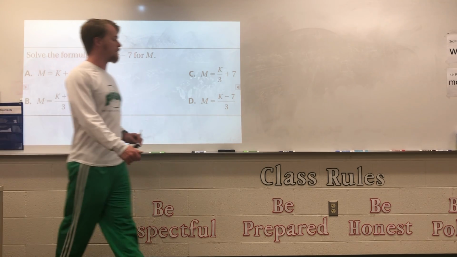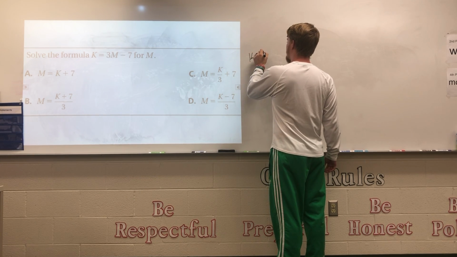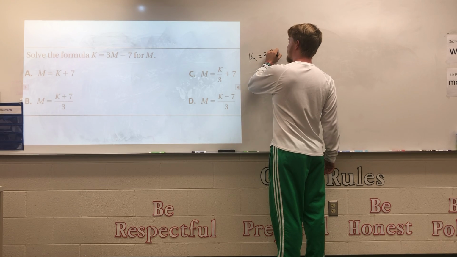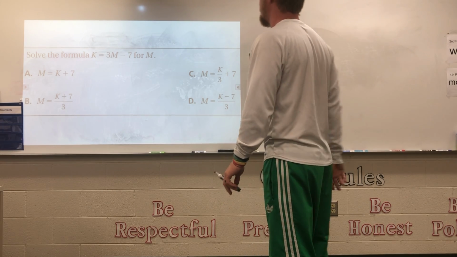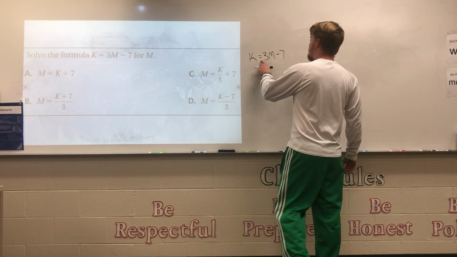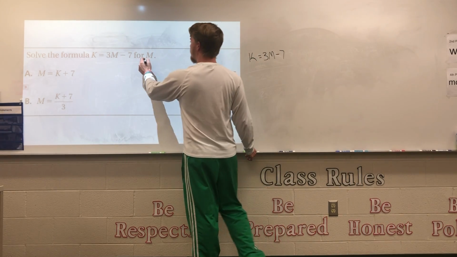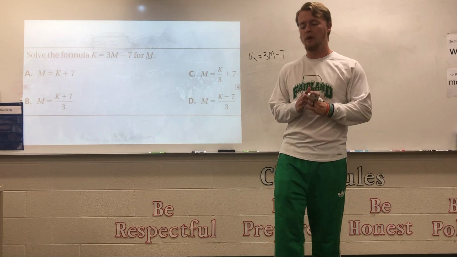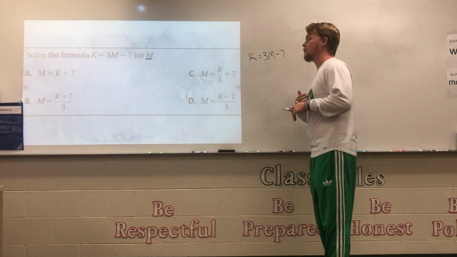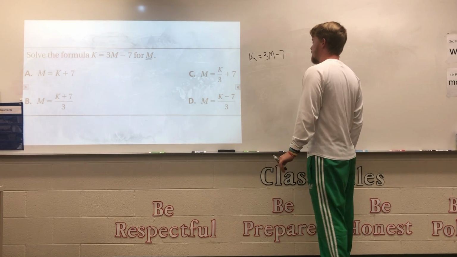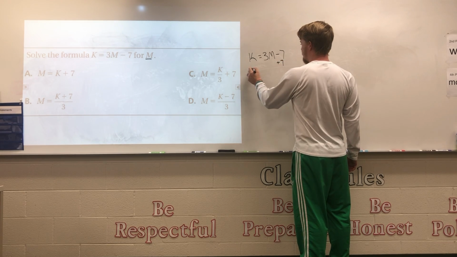Okay, so this says solve the formula k equals 3m minus 7. So this is another one from chapter 1. They really hit us hard with chapter 1 and chapter 4 on this. And they want us to solve it for m. If you're solving for m, that means m is getting by itself. So, same thing, we're going to do all this by opposite operations. First thing you need to move is the minus 7 by adding it.